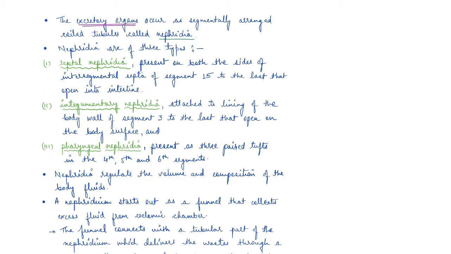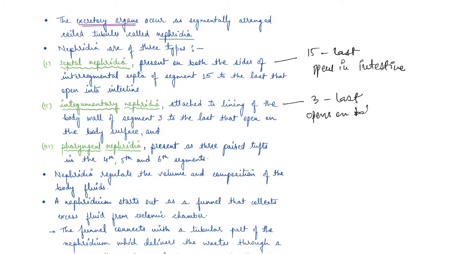It is present on the septa of segment 15 till the last, right? And it opens into the intestine. So this is septal. Now the second one is integumentary. It is attached to the lining of the body wall, to the integuments of the body. It starts from segment 3 to the last and opens on the body surface.